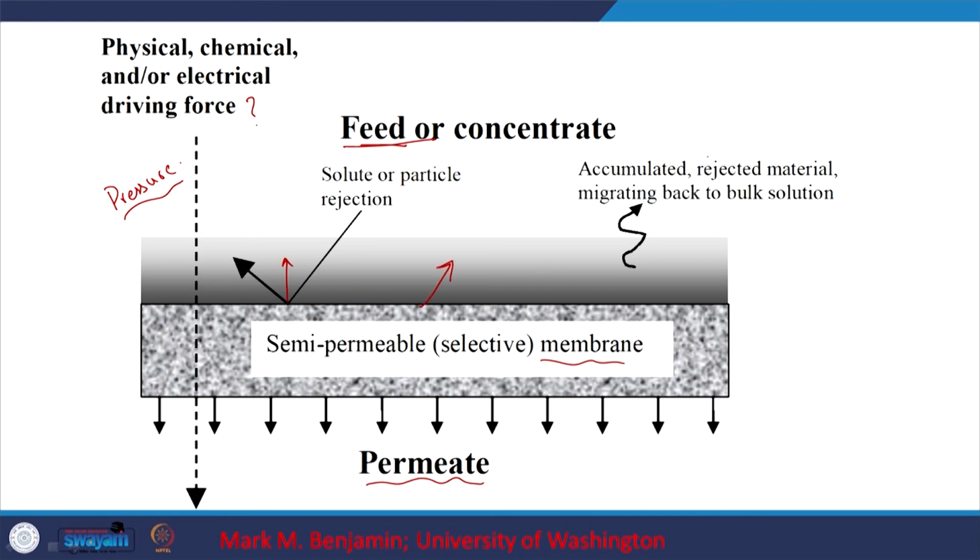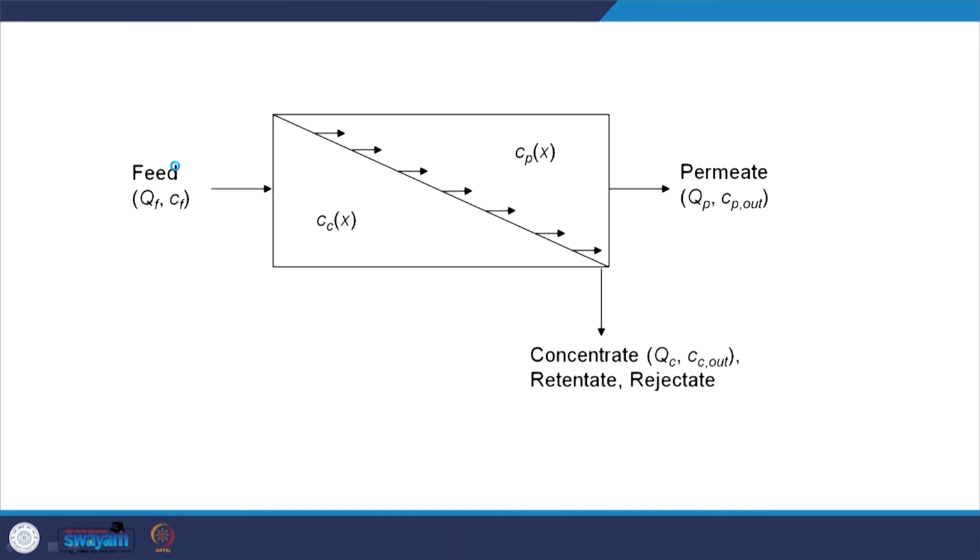So, the concentration in this particular reject will be relatively high. So, it can then be called concentrate, or as you can see, it is accumulated and the rejected material is migrating back into the solution. That is why we call it concentrate. So, feed, permeate and concentrate, these are the things to keep in mind, and what is driving the system? It is the pressure. Let us move forth.